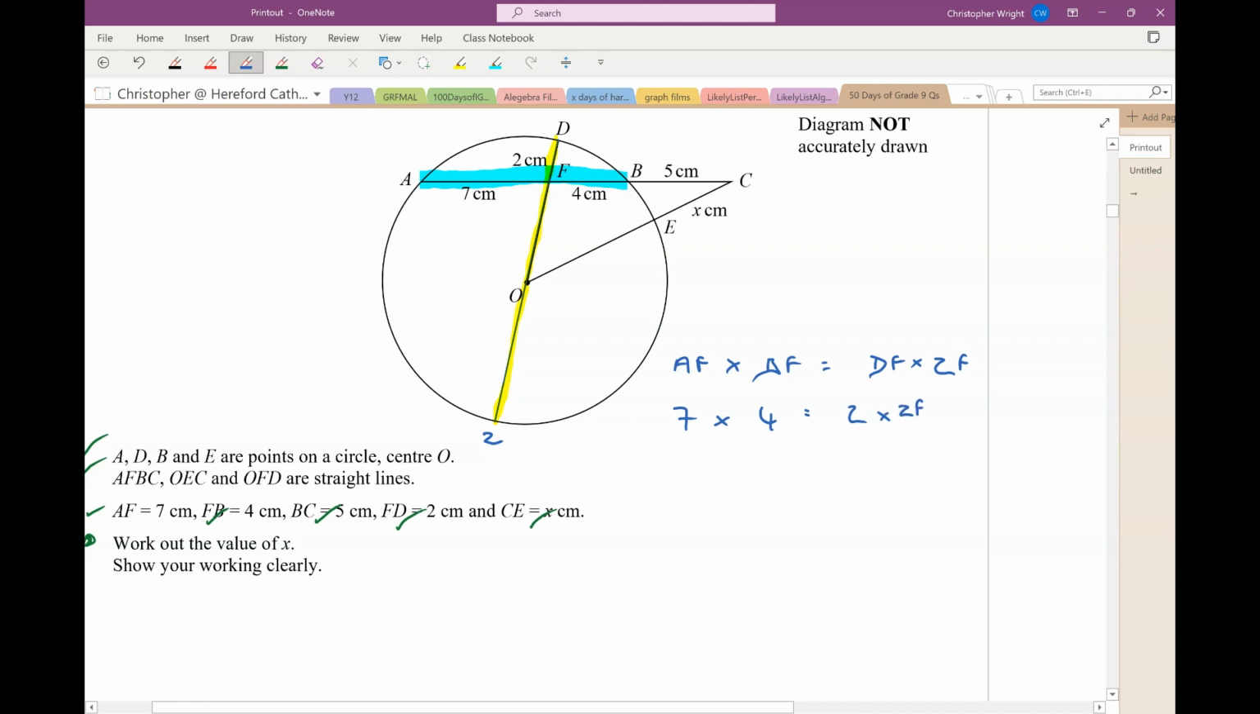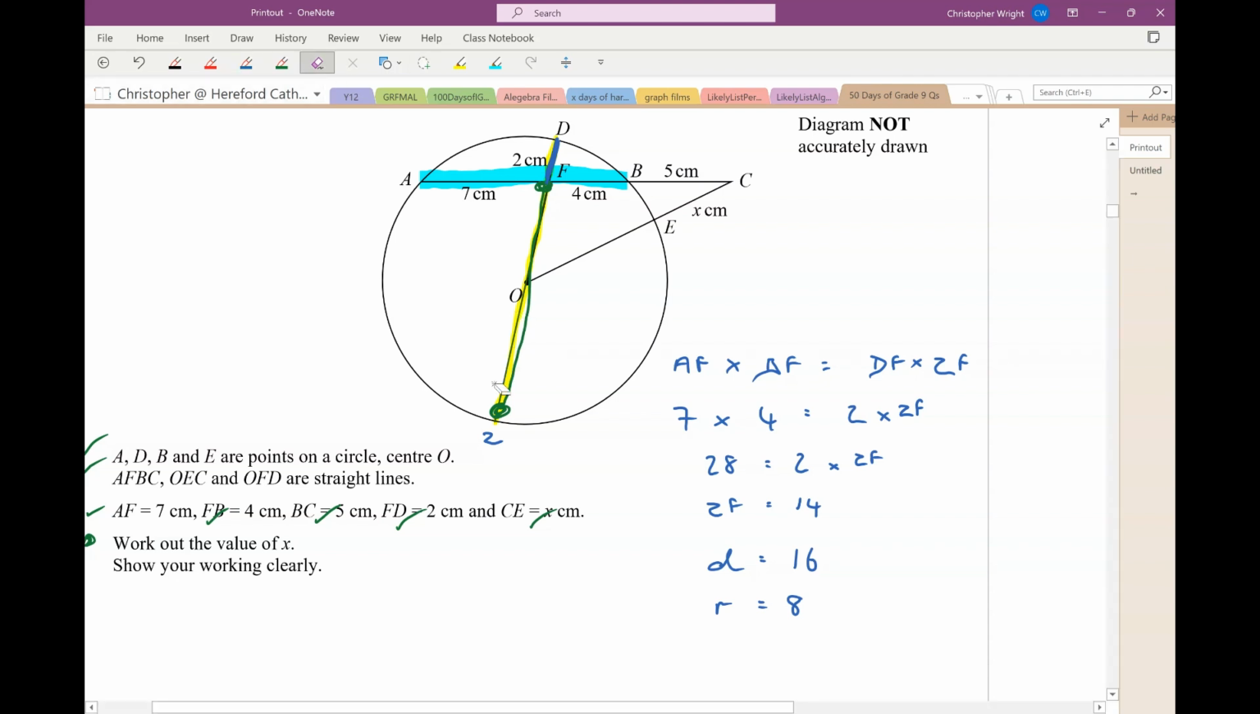But look, I can find ZF now. 28 equals 2 times ZF. So ZF is 14. Right, so all the way from here to here is 14, which means that the whole of the diameter is 16. So I know the diameter of the circle is 16, the 14 plus this 2 here. So that means I now know the radius is 8.